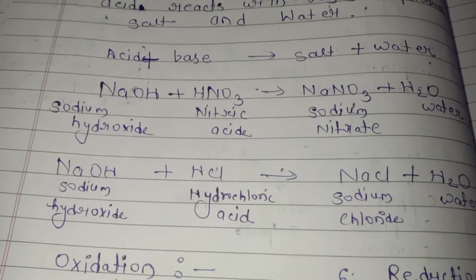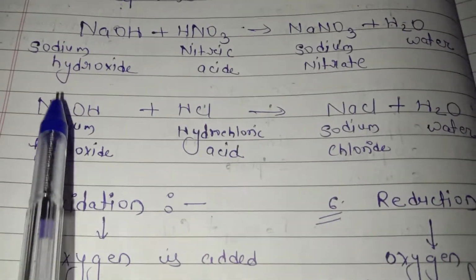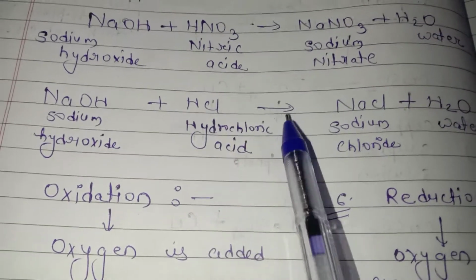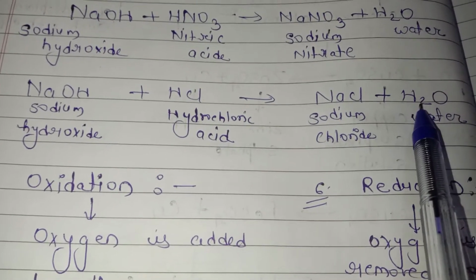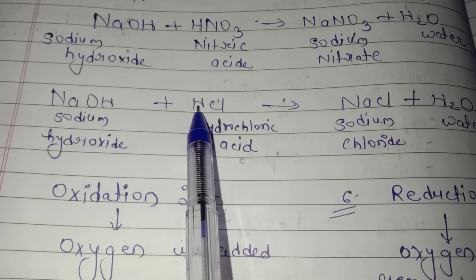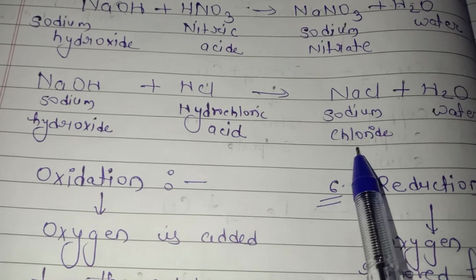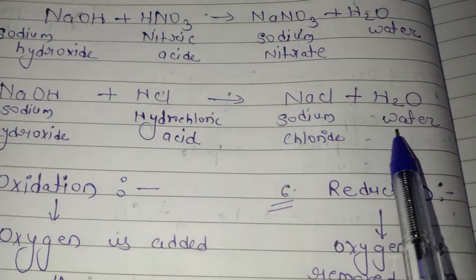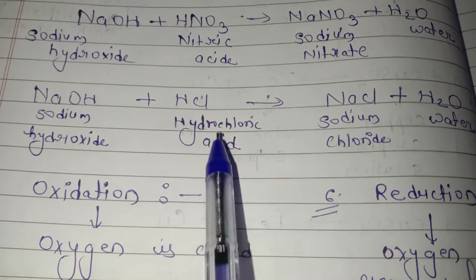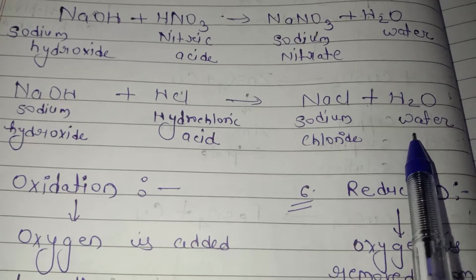So this is the example of a neutralization reaction. Now see another example. NaOH plus HCl gives NaCl plus H2O. What is NaOH? Sodium hydroxide. HCl is hydrochloric acid. NaCl is sodium chloride and H2O is water. So sodium hydroxide, when it reacts with hydrochloric acid, gives sodium chloride and water.